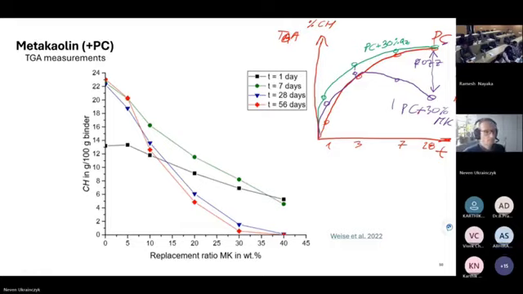Hello, sir. Will the trend be similar if we are using biomass as supplementary cementitious material, like rice husk ash? Yeah, rice husk ash is like a silica fume. Basically it's reactive silica with a very high surface area. So you can model it exactly like silica fume.